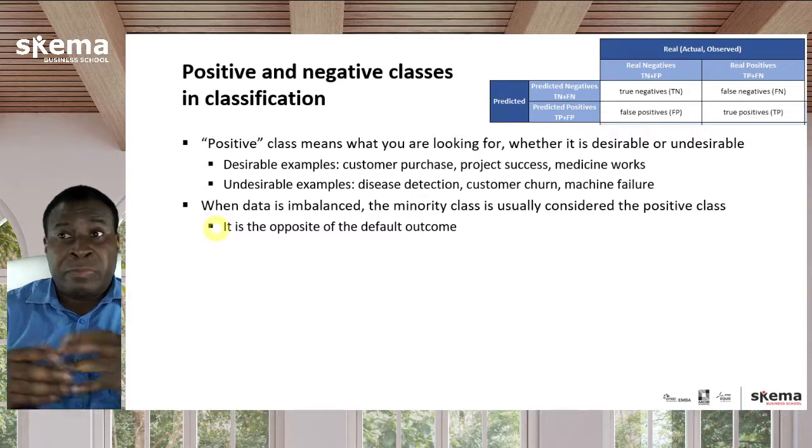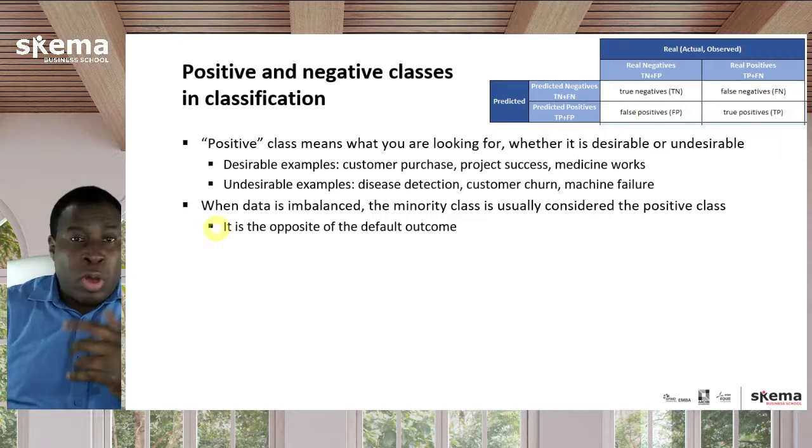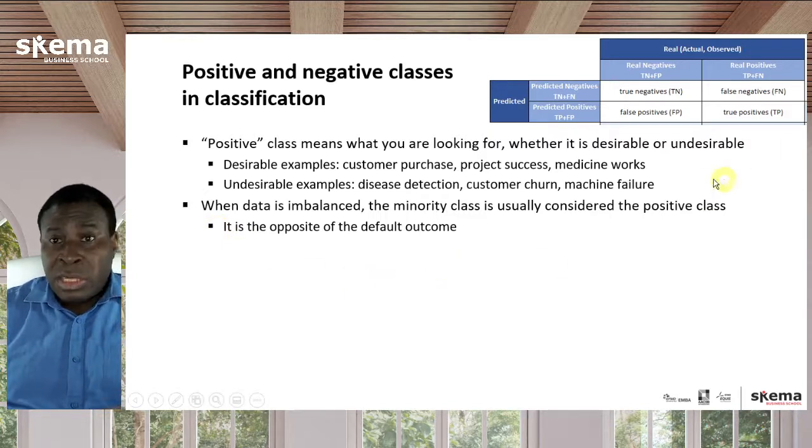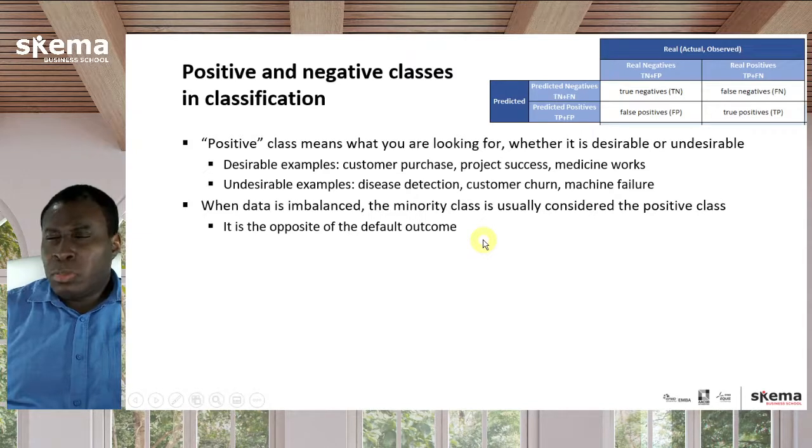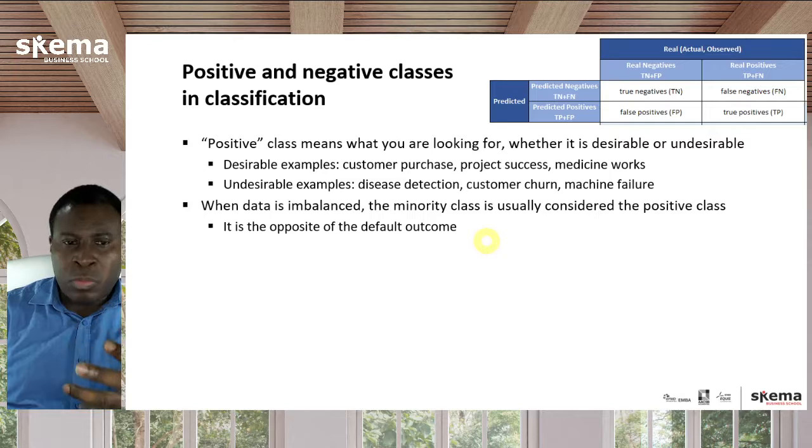Maybe you have an offer and 80% of your customers normally say yes. In that case, you're more interested in the 20% that don't say yes. So that becomes your positive class in your analysis.